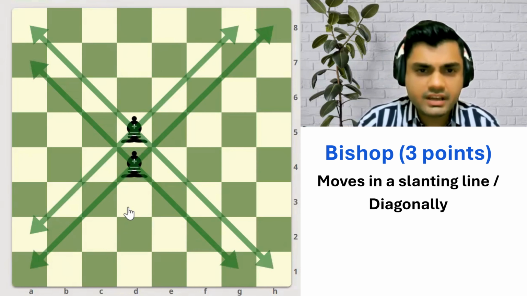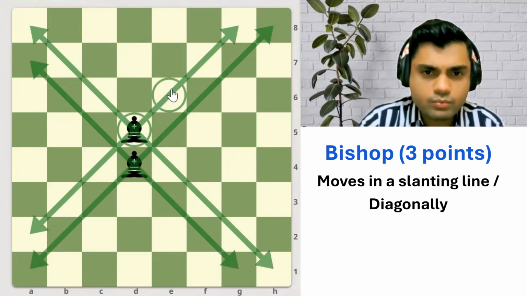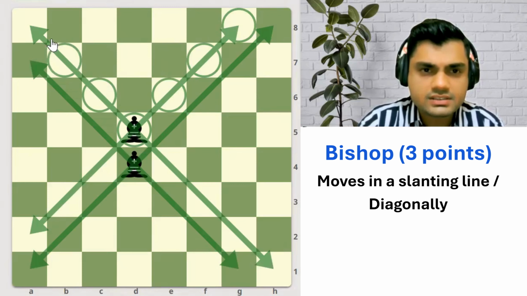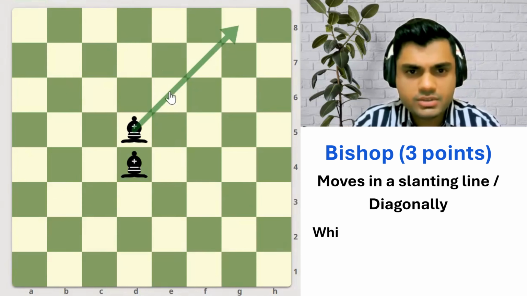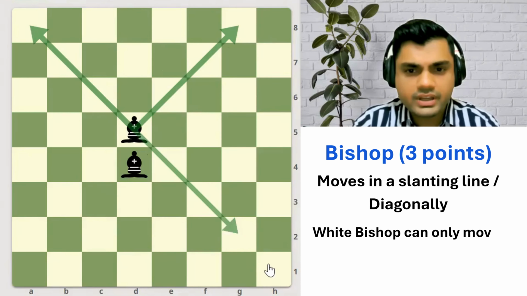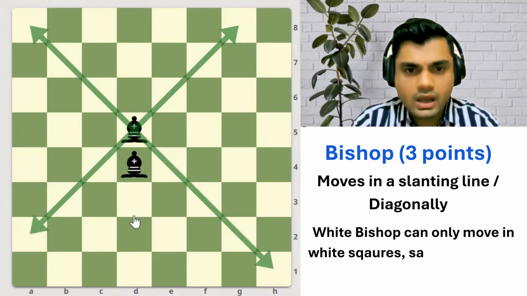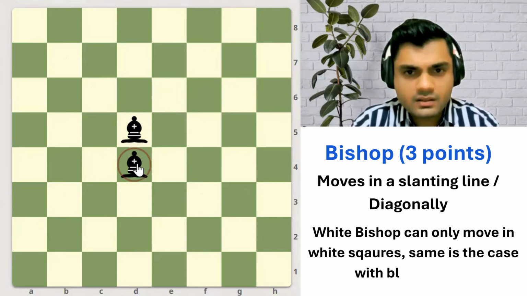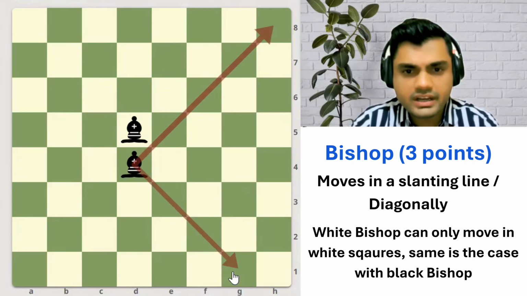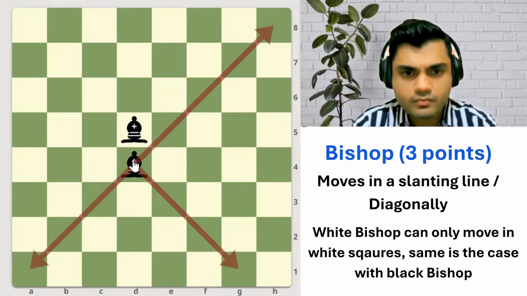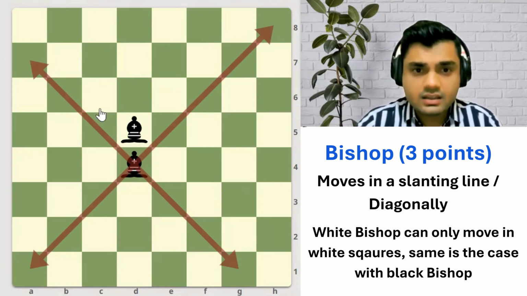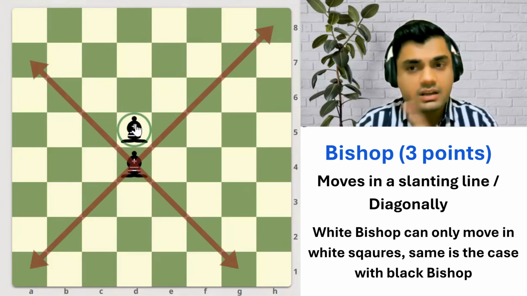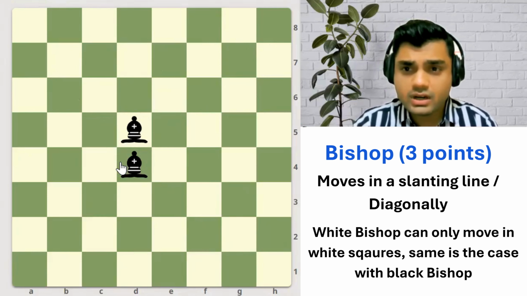Now, if you see carefully, the white bishop can move only in white squares. Also, the dark squared bishop can move only in dark squares. Which brings us to the main conclusion that the light squared bishop can never come to a dark square, and a dark squared bishop can never come onto a light square.